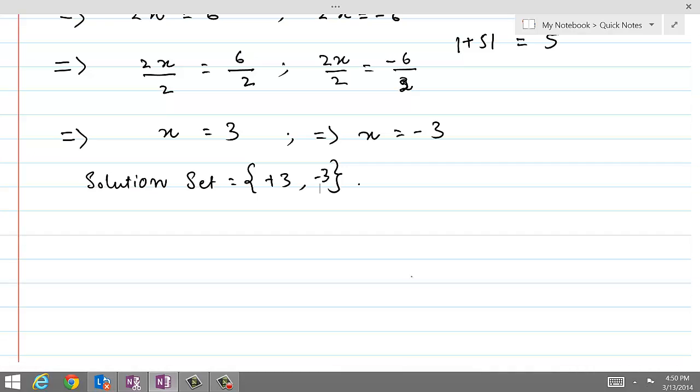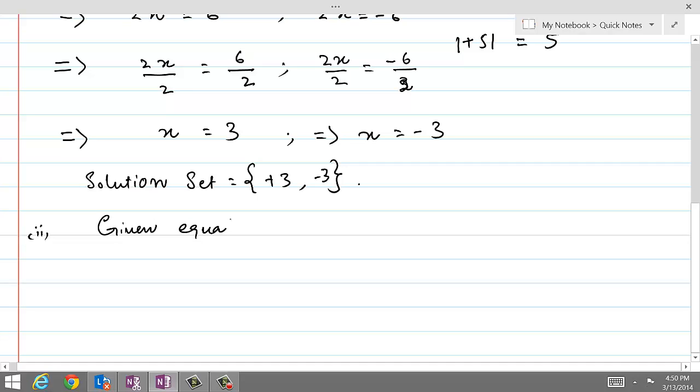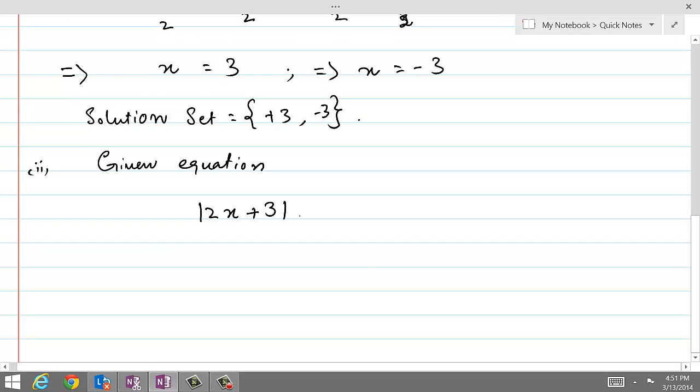So let's get to the next question. The second question is: the given equation is 2x plus 3 mod, minus 3, divided by 2 is equal to 8.